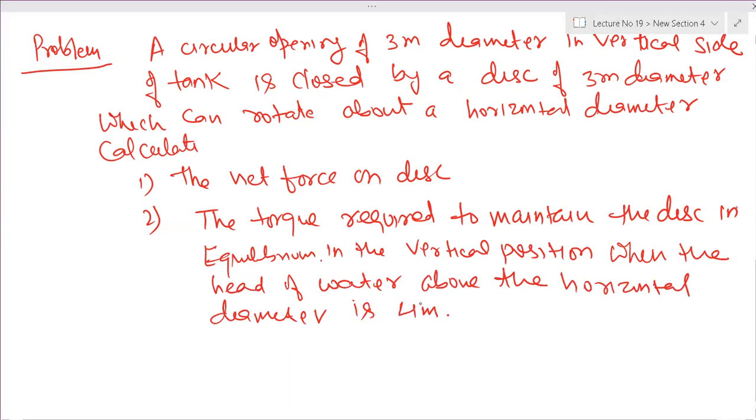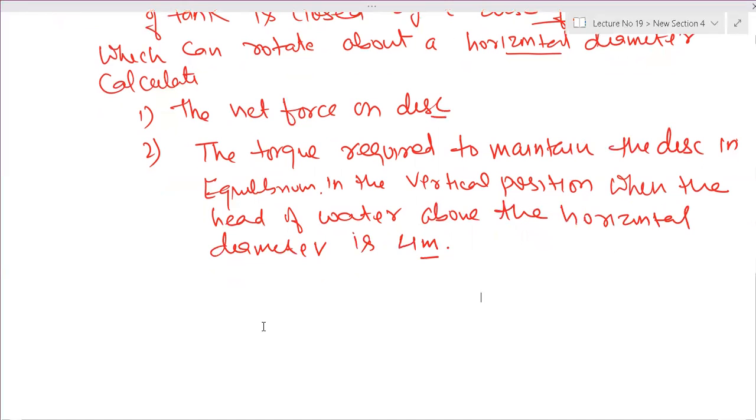Okay, so we have another problem. A circular opening of 3 meter diameter in a vertical side of a tank is closed by a disc of 3 meter diameter, which can rotate about a horizontal diameter. Calculate the net force on the disc and the torque required to maintain the disc in equilibrium in the vertical position when the head of water above the horizontal diameter is 4 meters. So let us understand this problem. Let us make a sketch.